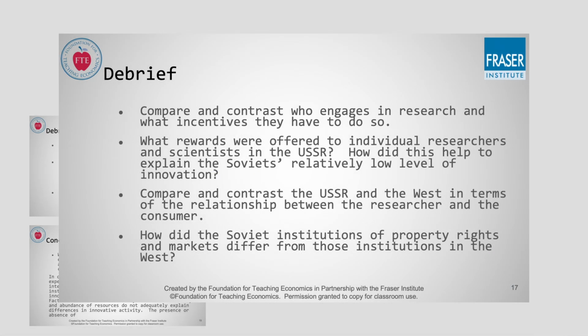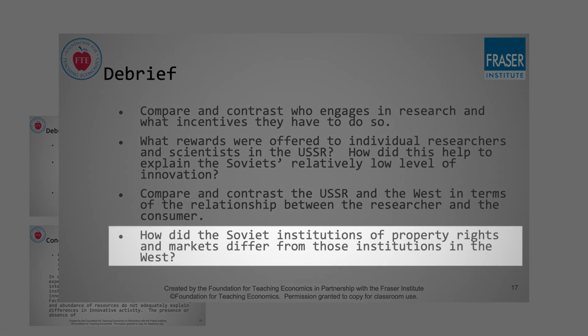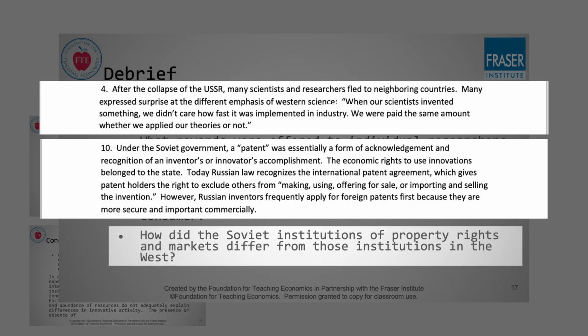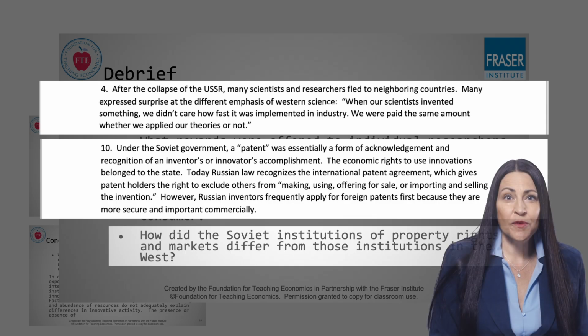Another important debrief question would be to ask how the Soviet institutions of property rights and markets differed from those institutions in the West. Clues 4 and 10 show how the Soviet Union claimed to recognize intellectual property rights and did issue patents and copyrights just like the U.S. did. However, Soviet patents and copyrights did not grant the intellectual rights holder any economic rights. The inventor or innovator got only the status that goes with being able to claim the invention, while the Soviet government held the right to actually use the invention.